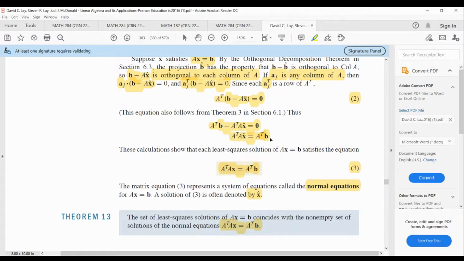They have A transpose times A times X hat equals A transpose times B. But then below in equation 3, they drop off the hat. And I don't really like it that they do that, because it might make you think that, hey, I can find a solution X. You can't. You're finding an X hat solution. But that's what they do.